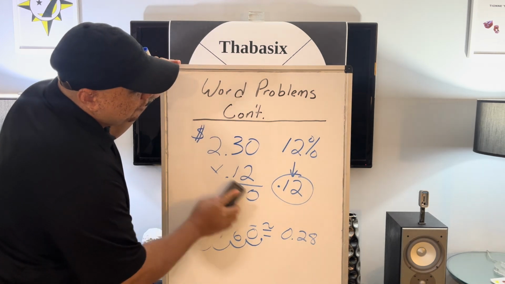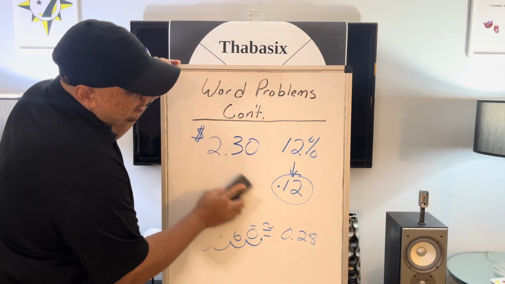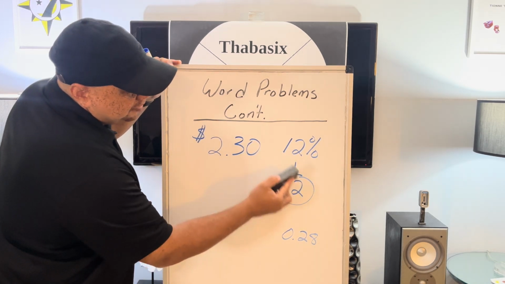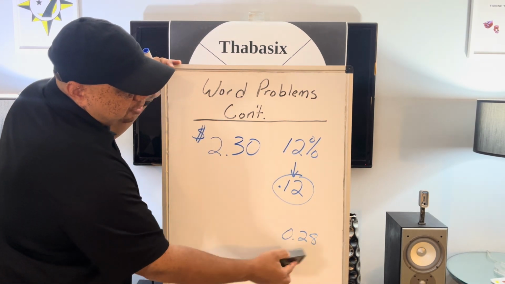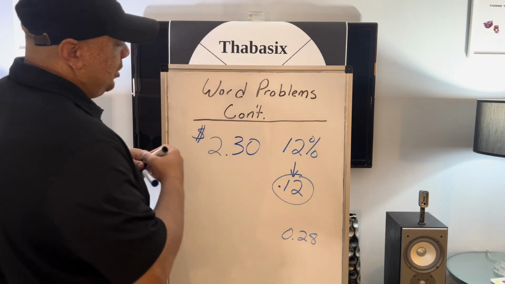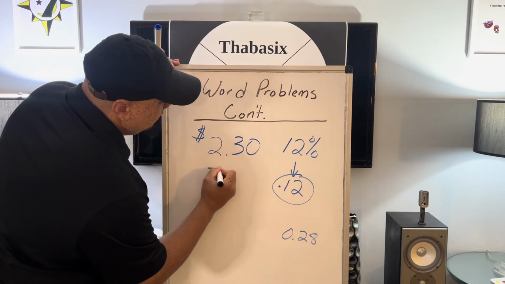I'm gonna keep the original $2.30 there. Don't forget that 12% is 28 cents. We had rounded it off. And we just take away 28 cents.